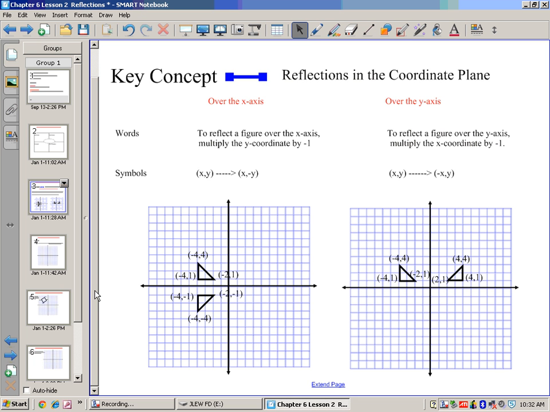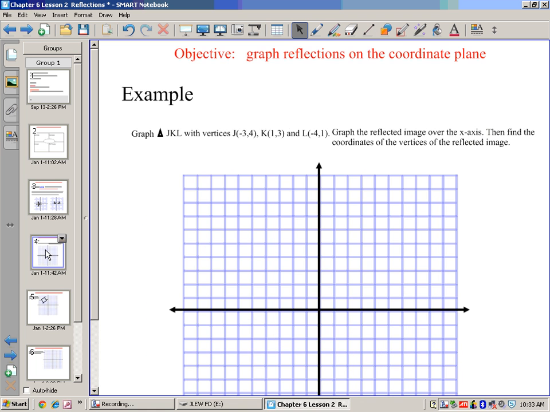Let's look over at the y-axis. Y-axis is just the opposite. You're going to multiply the x-coordinate by -1. So depending on x and y, the x is going to become a -x, and the y is going to stay the same. Okay, let's get into some examples so we can start putting this in motion here.